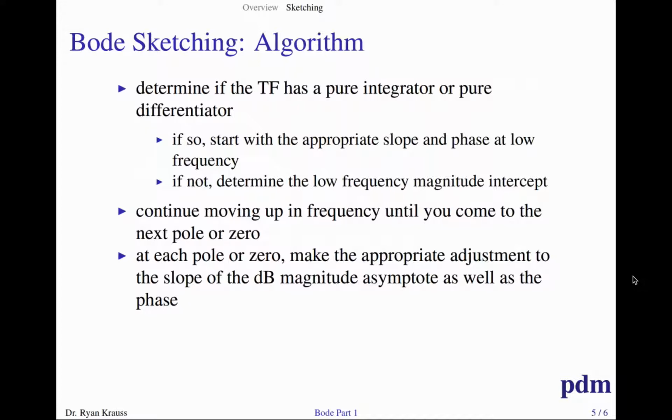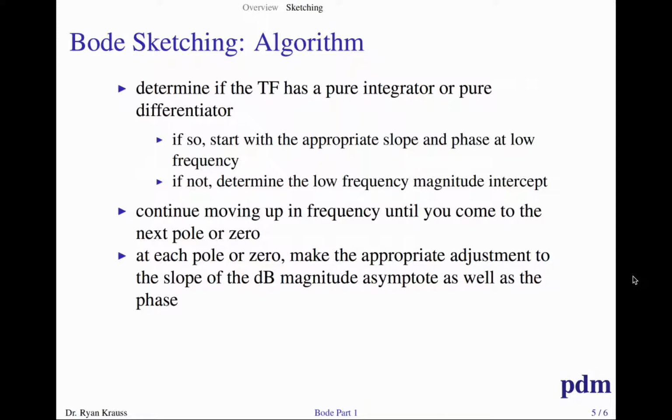So just algorithmic thinking about this, basically you go from low frequency to high frequency. So that means you start at very low frequency and ask yourself, does my transfer function have a pure integrator or a pure differentiator? If so, that dictates the initial slope and initial phase of your transfer function. If not, then there will be a finite value if you plug in s equal to 0. Doing so will allow you to calculate the low frequency magnitude that would intercept the y-axis of your dB magnitude plot.